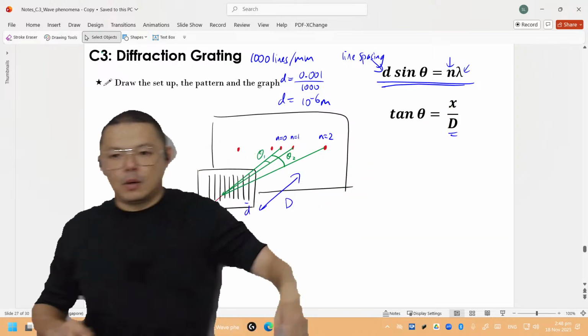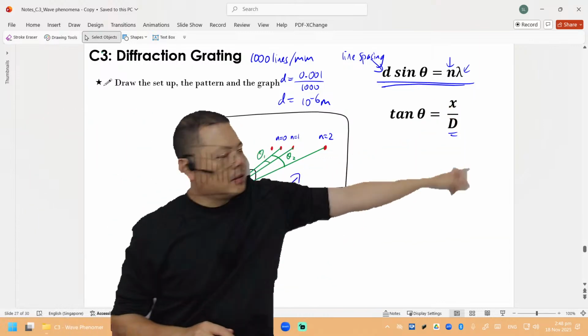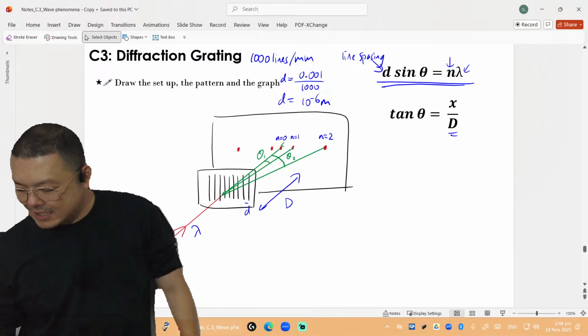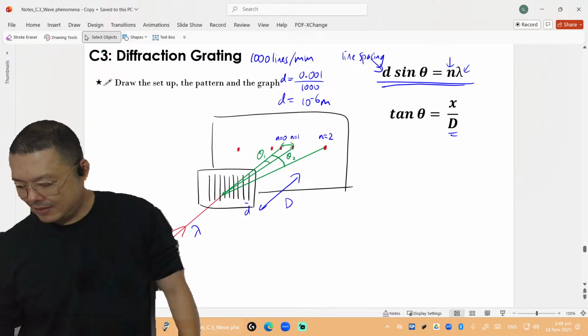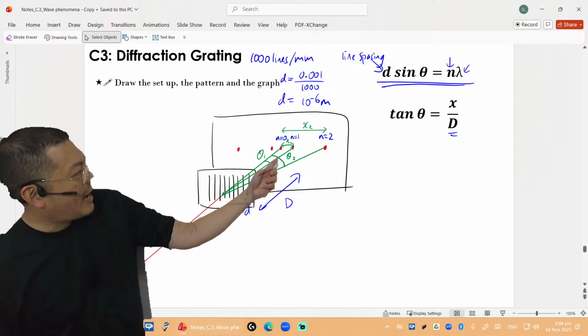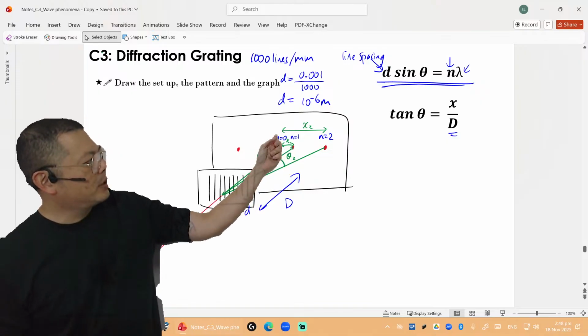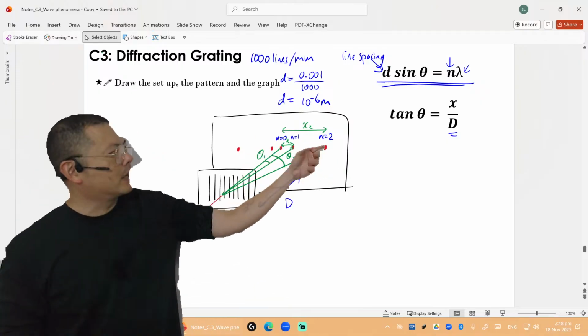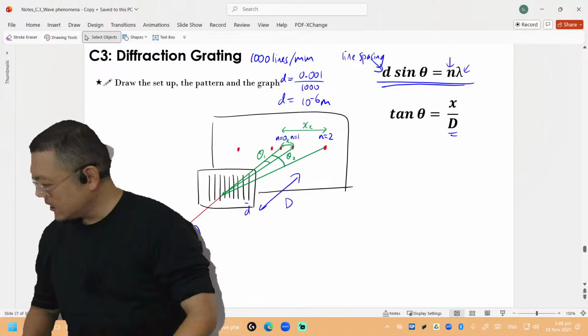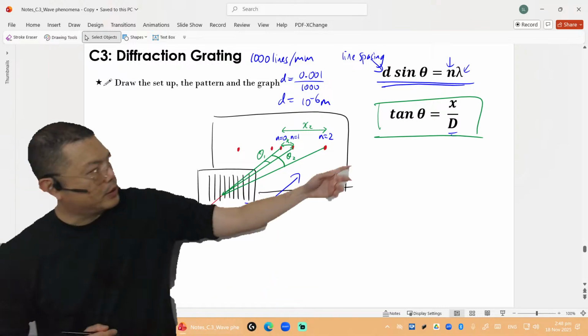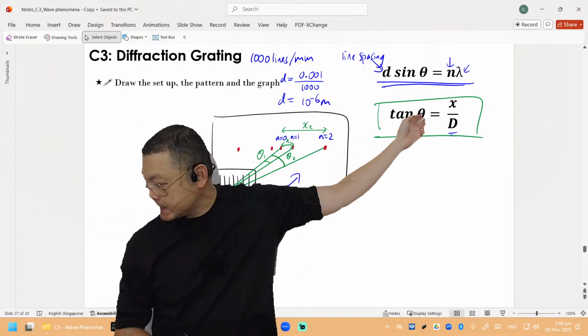How about x? What's x? Yes, the distance between the central max to whichever order you're looking at. So x1 is from central max to first order, linear distance. x2 is from central max to second order, linear distance. There you go. So for these two equations, just remember that this equation is not in the data booklet.